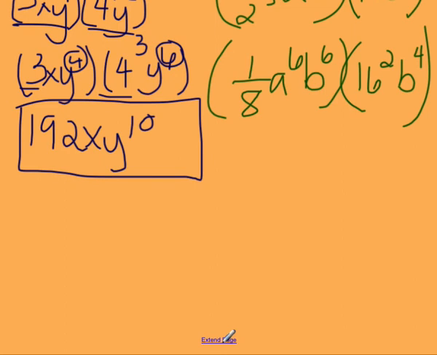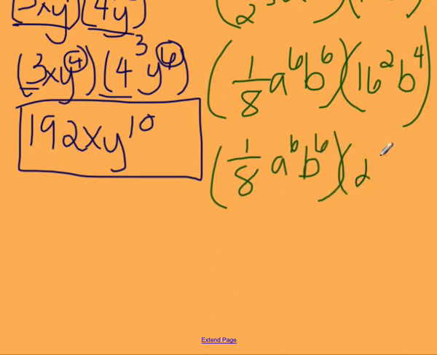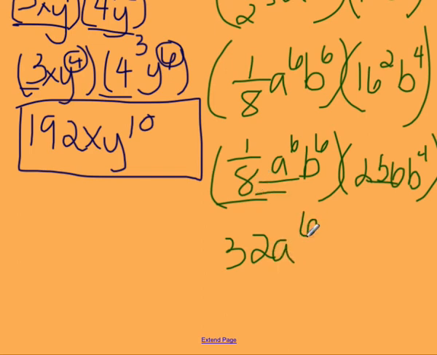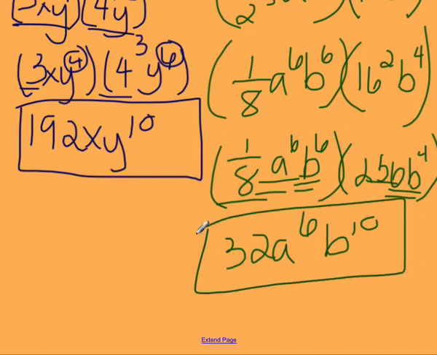So let's write out what we're going to be multiplying. So we have 1 over 8, a to the 6th, b to the 6th. 16 squared is 256, b to the 4th. So now I'm taking 256 times 1/8. That's really the same as 256 divided by 8. So that's going to give me 32. Now my a's don't have any other letters, so that's going to stay a to the 6th. And then I have b to the 6th times b to the 4th. Well, when we add those exponents, we get b to the 10th. So that right there is your final answer.